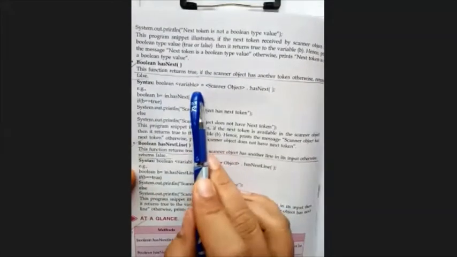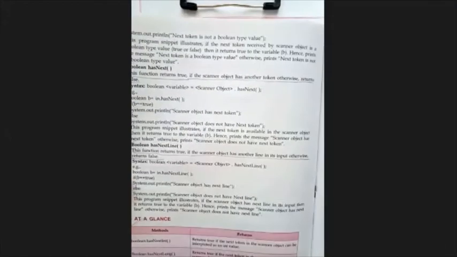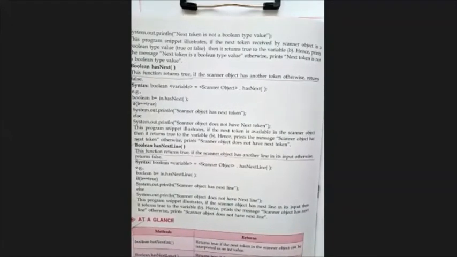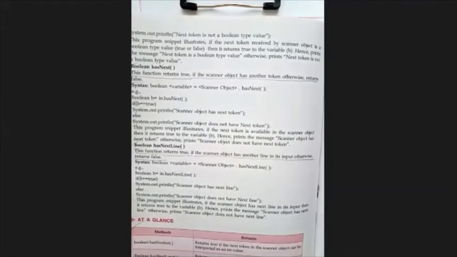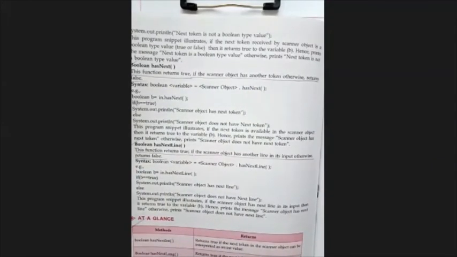This function returns true if the scanner object has another token, otherwise returns false. Has next में एक word read करता है. अब word तो किसी भी type का हो सकता है, integer हो, उसको भी हम string मान सकते हैं, float हो, उसको भी string मान सकते हैं, alphabets हो, उसे भी string मान सकते हैं. तो ये सिर्फ ये देखता है कि एक token है या नहीं है वो. Has next. Clear?